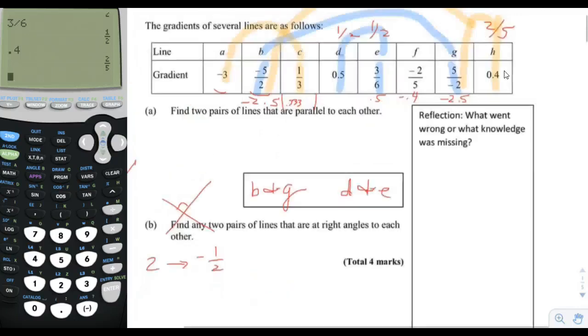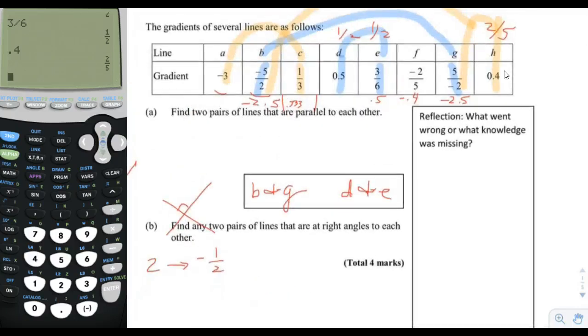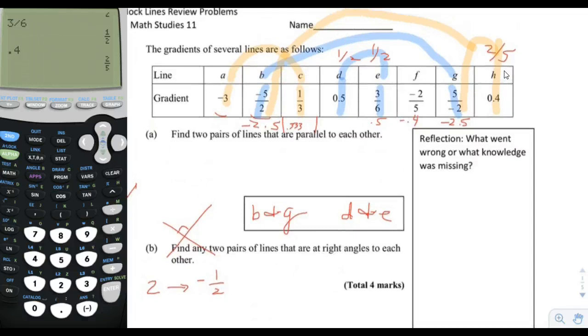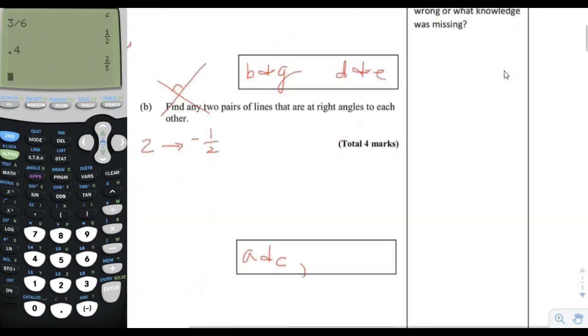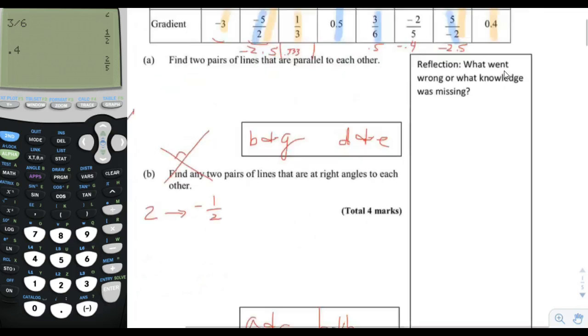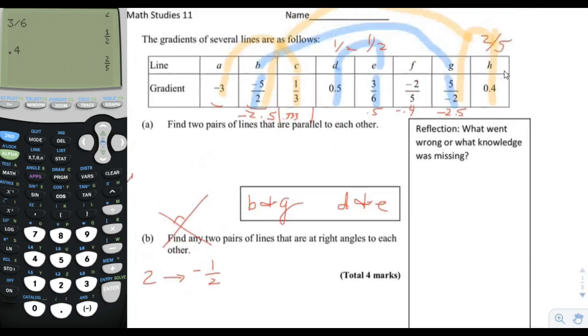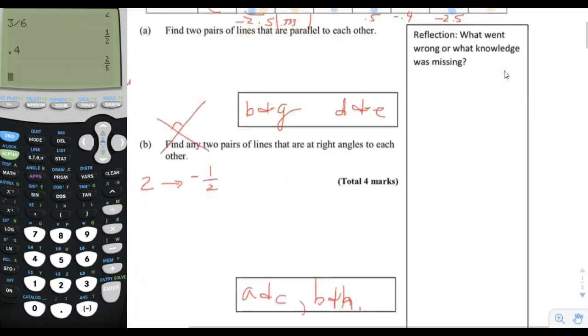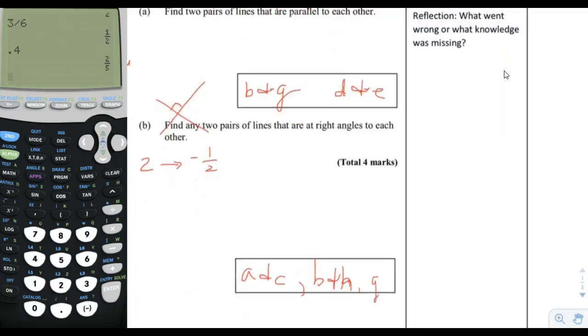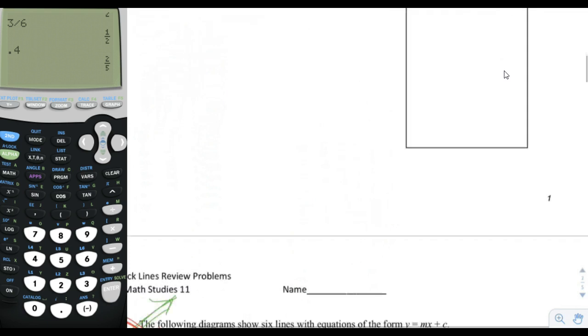Okay, and then another pair would be B and H, and another possible one would be B. I'm sorry, G and H. G and H. So there's three possible answers. Okay, so let's find any two pairs. So you don't need to answer all three, you just need two of the three.